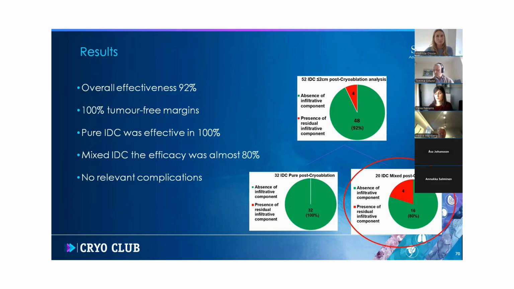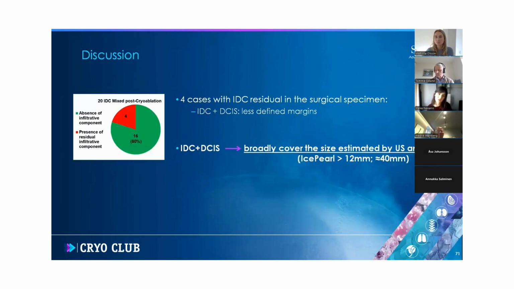So what happened in those cases? Again, as we have said before, intraductal component makes the real size of the lesion less clear. So probably these tumors were bigger than we thought. That's why, if you have a lesion with intraductal component, we recommend you use a needle that broadly covers the whole size of the tumor, estimated by ultrasound together with MRI if possible. If you use a Boston system, we recommend to use the iceberg needle above 12 millimeters of the lesion.